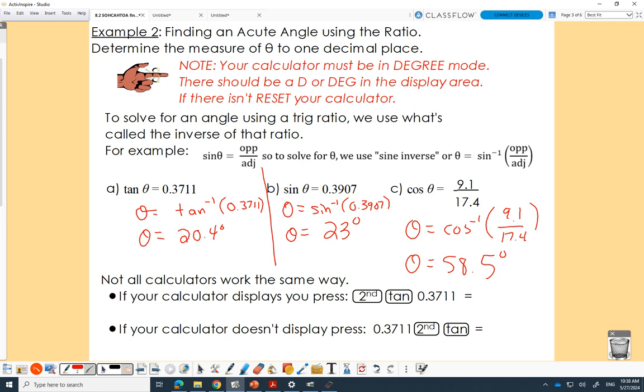Yes? St. John's uniform, 1. Calculator, 2. Those are the 2 things you need. Your lunch is 3 now. Yeah? It's important that you have your calculator all the time.